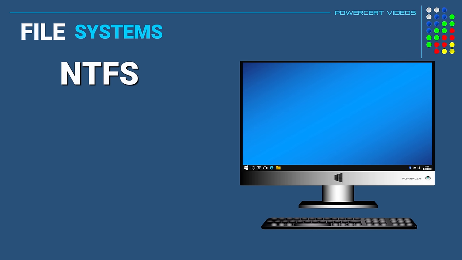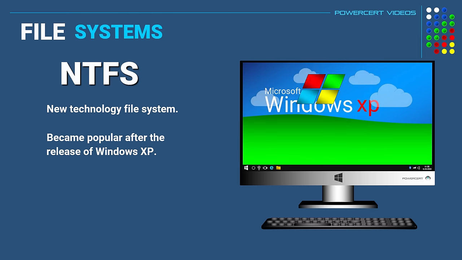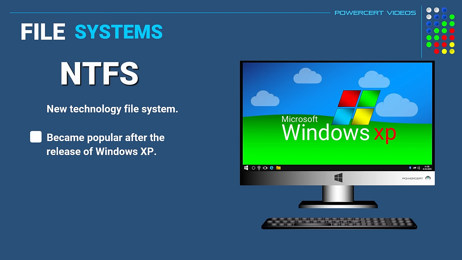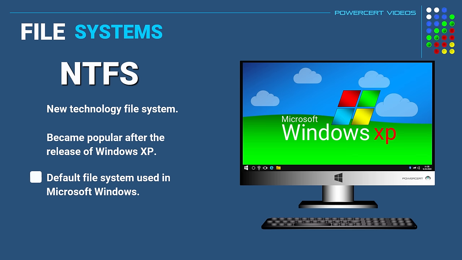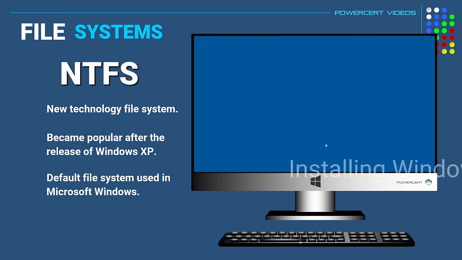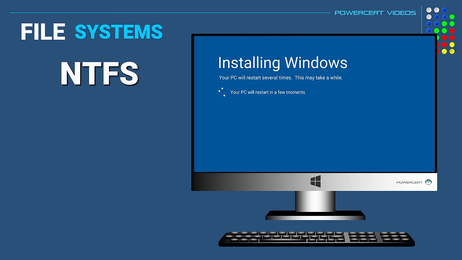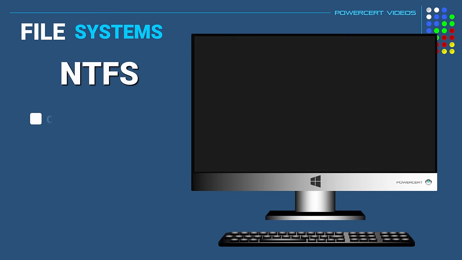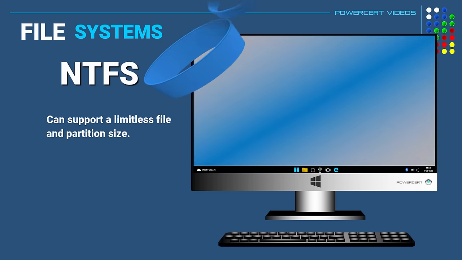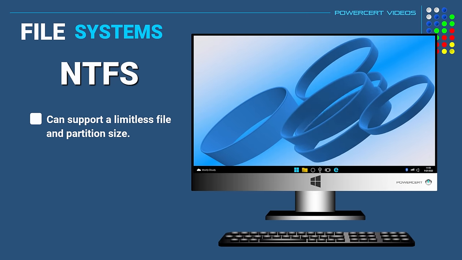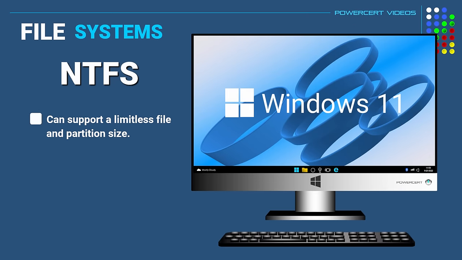Now let's talk about NTFS. Now NTFS stands for New Technology File System. NTFS became popular after the release of Windows XP and is the default file system used in Microsoft Windows. So if you were to install Windows on your computer, it'll format it using NTFS by default. A major advantage that NTFS has over FAT32 is file and partition size. NTFS, just like exFAT, can support a limitless file and partition size. Another advantage is that it also supports more features than FAT32 and exFAT.